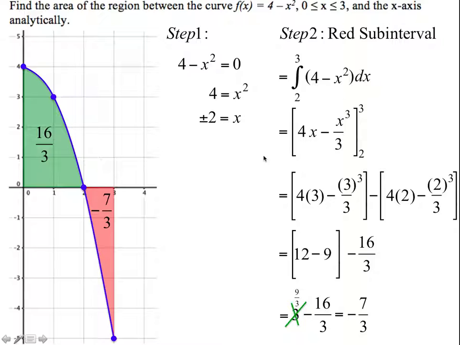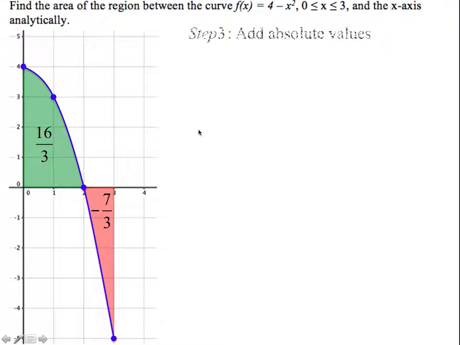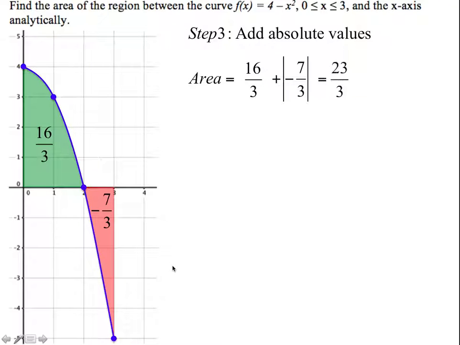So while the value of the integral is negative, since we're being asked to find the area, we're going to treat that as a positive value because area is a positive value. It's a geometric space, so to speak. So step 3 then is we're going to add the absolute value of these values. So we have the total area then being 16/3 plus the absolute value of 7/3, which means we're just saying 16 plus 7, which is 23/3, which is basically 7 2/3. So that's how to find the area analytically, in other words, by hand.